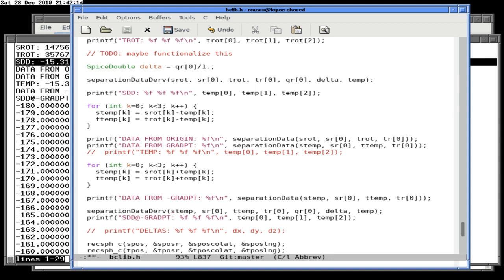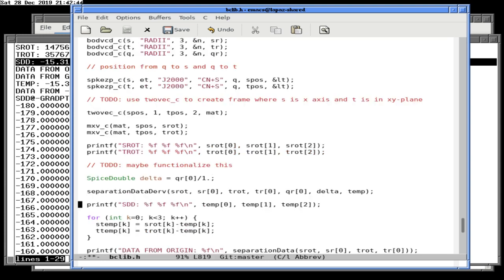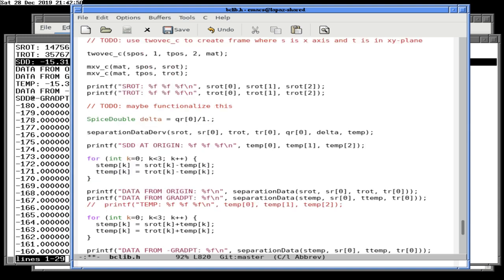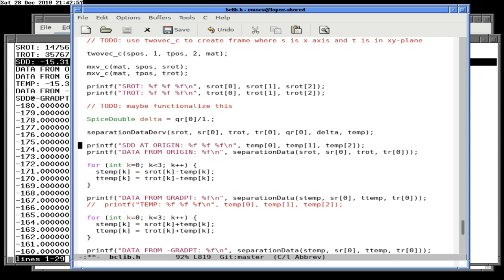Right. This is what the data derivative looks like if you're on the negative surface. Why are these two things not opposites? They are not opposites. Okay, that's maybe why it's being weird. Yeah, this is actually the data from before we've moved the temp values. In fact, these are the values from the origin. So this is really bad. So this is the SDD at the origin and the data at the origin. So maybe we should have put these a little bit together, because this is all before we've even moved. We don't even need to use temp. We need to use stemp or ttemp here.